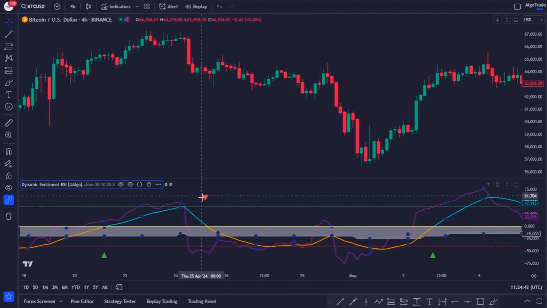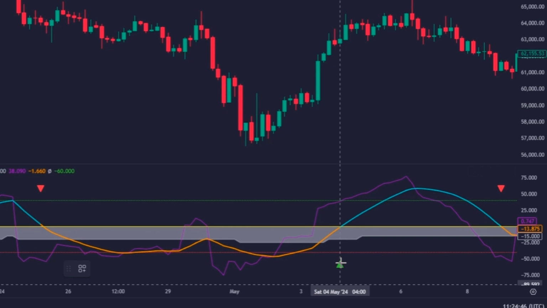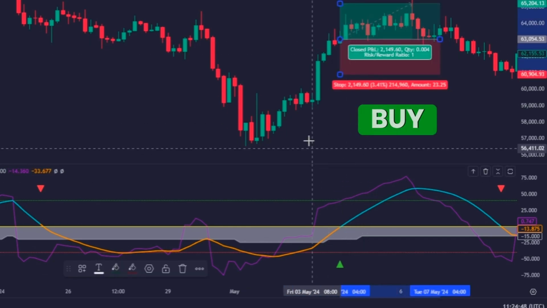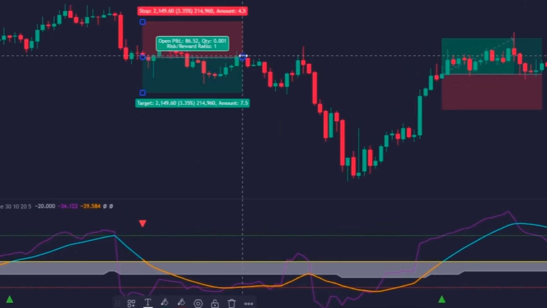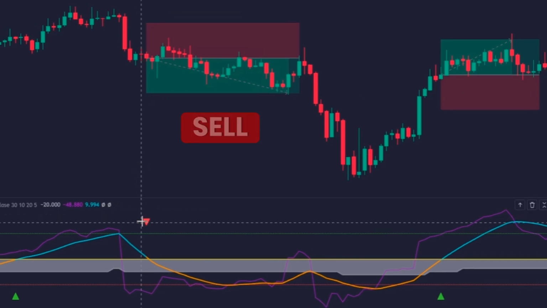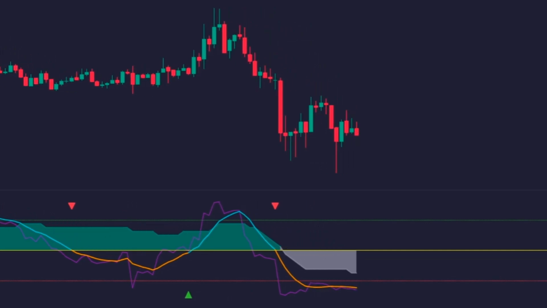This oscillator is very simple to use. When these green arrows appear, it means it can be a good time to enter in a buy position, and when these red arrows appear, it can be a good opportunity to enter in a sell position. Now that we understand how the indicator works, let's move on to the backtest.